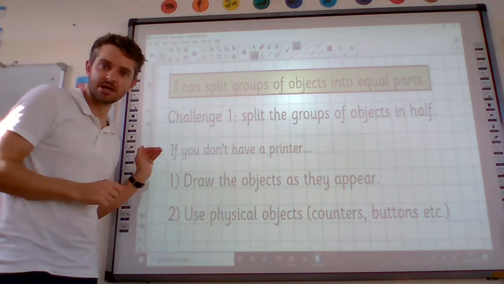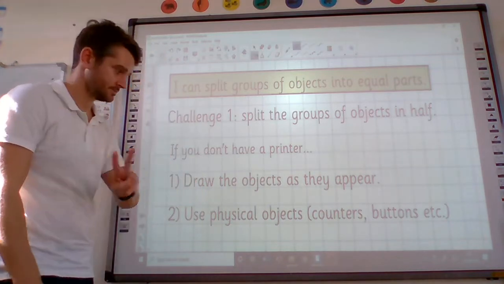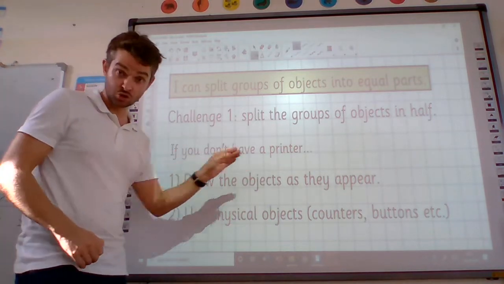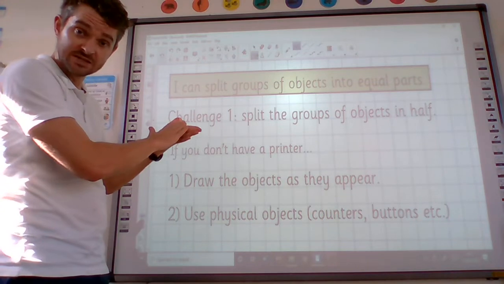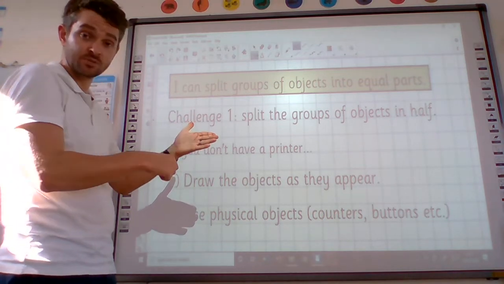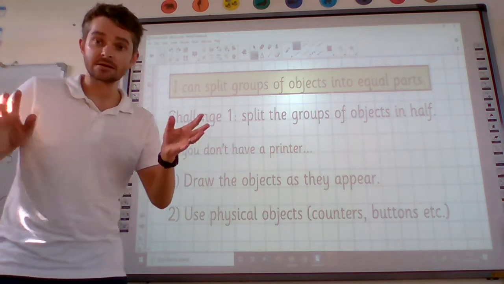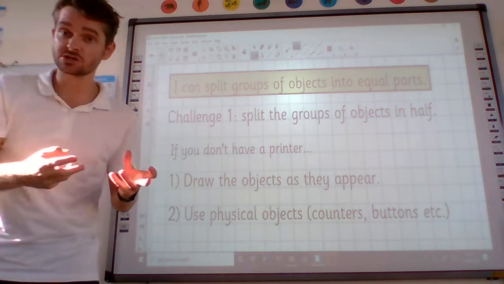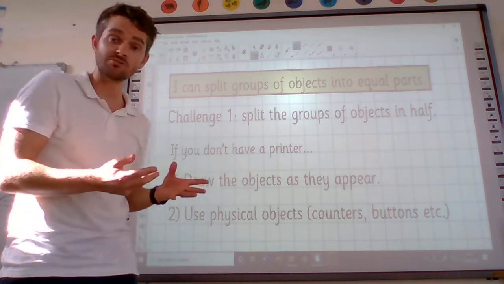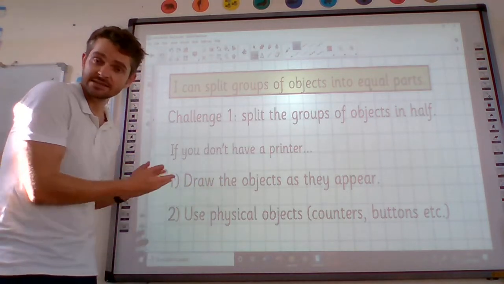If you don't have a printer, you've got two choices. One, you could draw exactly what you see on the piece of paper on the screen in your maths book. You could draw it on there. Or the other thing you could do is to get the same number of things. So you could have buttons or counters at home if there were 8 things in the question.